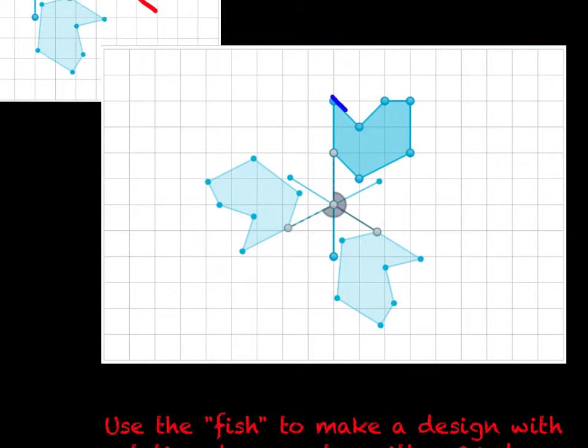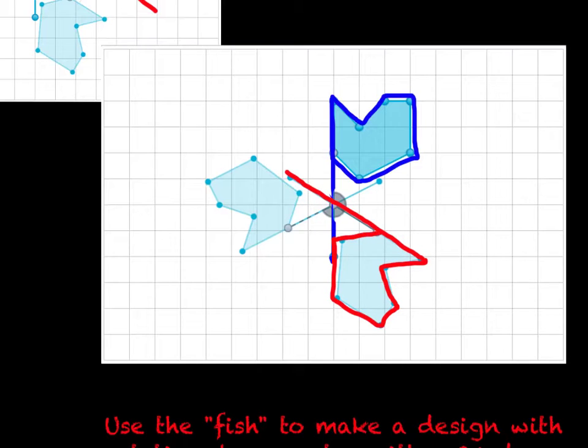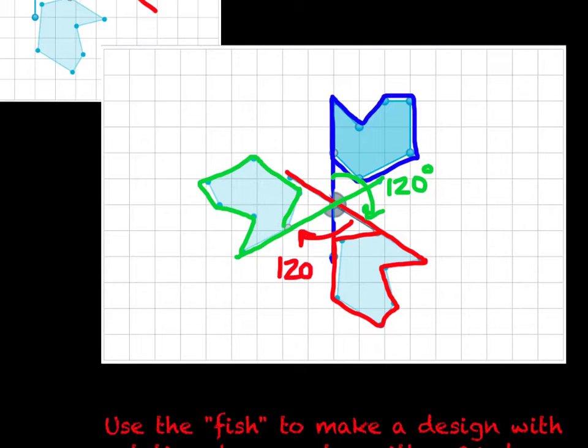This is our product where I have my original flag. Here is my first rotated image. Oops, I'll do that in a different color. Here's my first rotated image of that flag, and then here's the last one. So we have 3 total images, and this now has a rotational symmetry at 120 degrees, because it takes me 120 degrees to get there, it takes me 120 degrees to get here, and lastly, it takes me another 120 degrees to get here. So that's kind of fun.